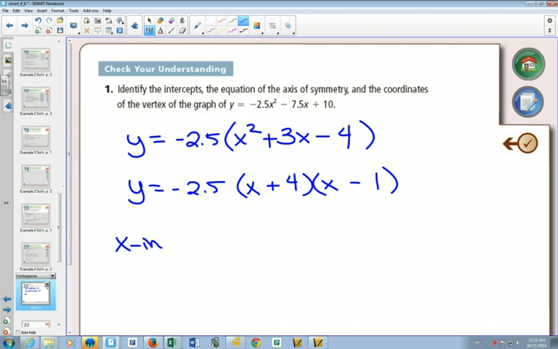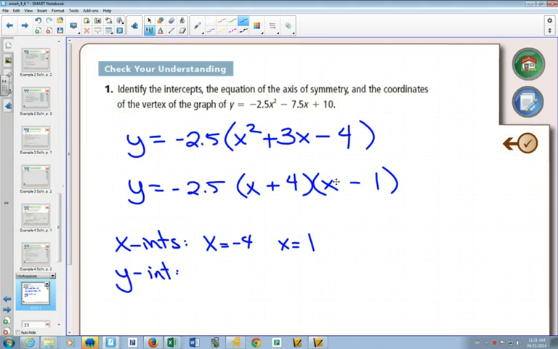That tells us what the x-intercepts are. The x-intercepts are x equals negative 4 and x equals positive 1, because those would be the values that would make y equal to 0. The good old zero product property, or whatever it's called. That is what it's called, zero product property.